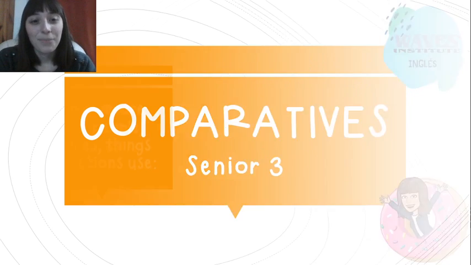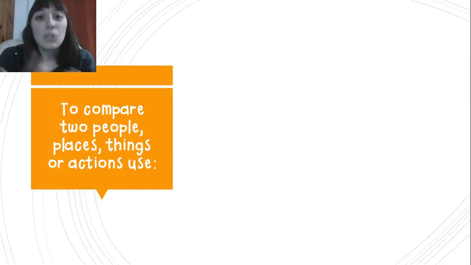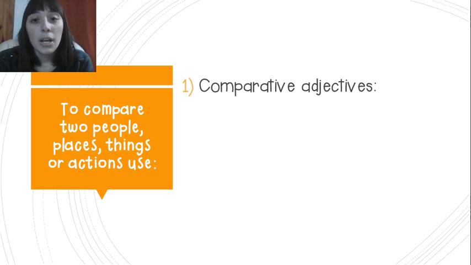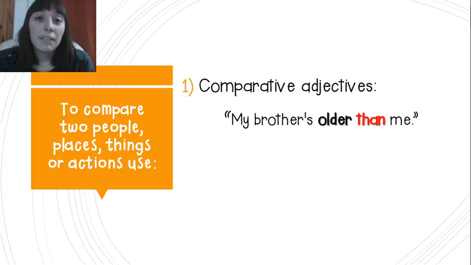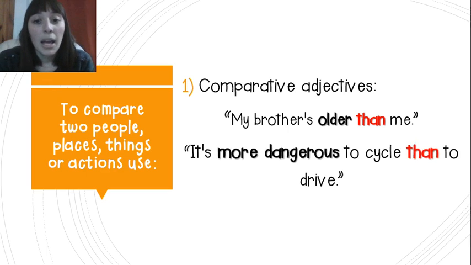So let's start. First, we know that to compare two people, places, things, or actions, we use first comparative adjectives. For example, we can say, my brother is older than me. It's more dangerous to cycle than to drive. In the first example, we're comparing two people, my brother and me. And in the second example, we're comparing two actions, in this case, cycle and drive.